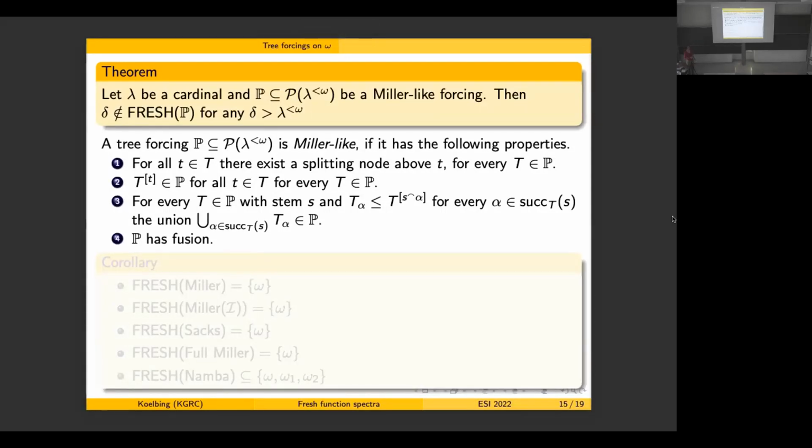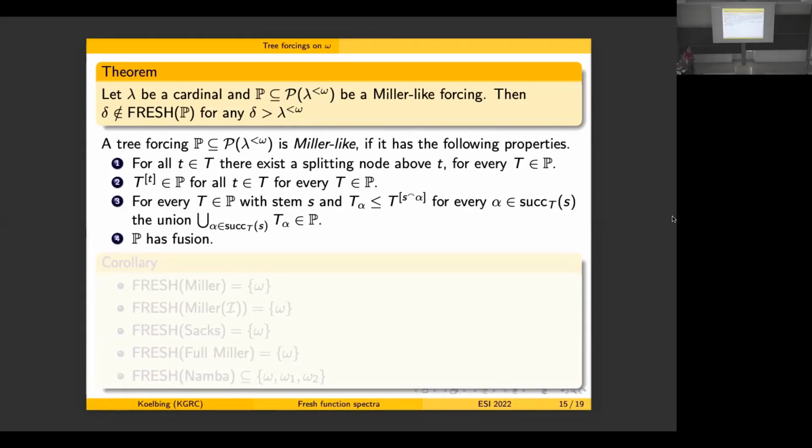Now we can show that for any Miller-like tree forcing on lambda to the less than omega, if delta is larger than lambda to the less than omega, then this delta does not belong to the fresh function spectrum. What is a Miller-like tree forcing? It is above every node there is a splitting node.